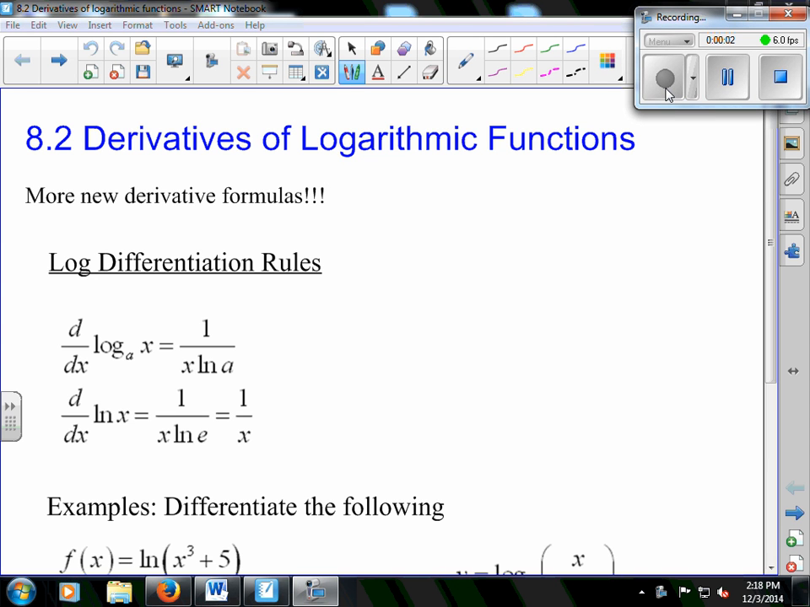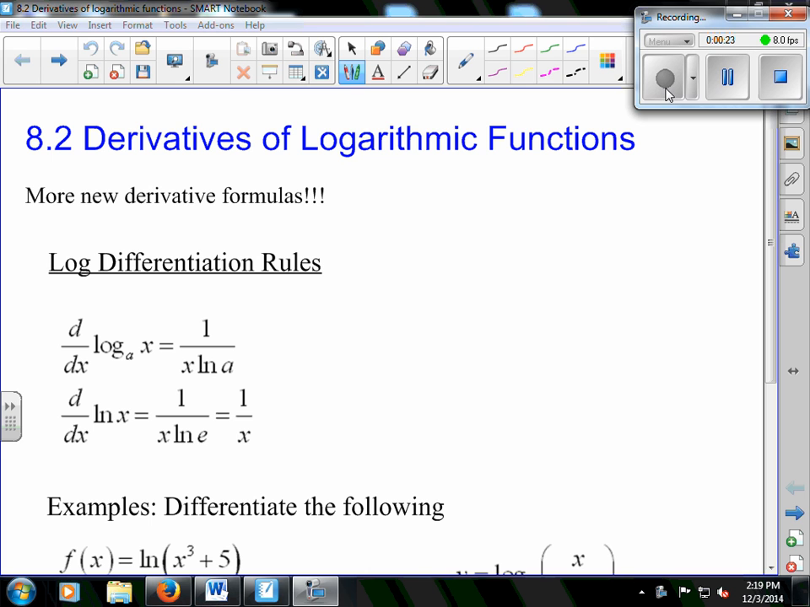Okay, we're learning the derivatives of logarithmic functions today. And we are learning additional new derivative formulas. So today we're learning two formulas. It's again really just one formula, but we also do a special case where the base is e.